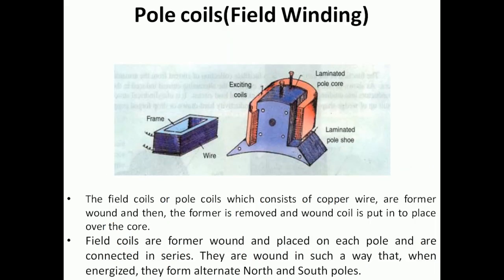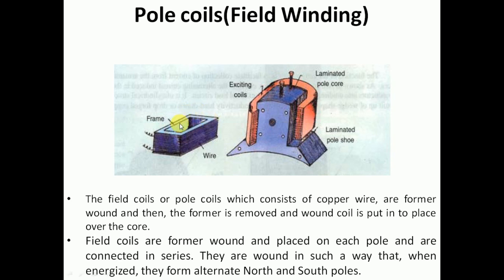Next, we are going to study about field winding. Field winding is also known as pole coil. Pole coils are generally made up of copper or aluminium, preferably copper, due to its better ductility. That is, you can easily fold or twist the copper wire without causing severe damage to it, compared with that of aluminium. Field windings are former wound.